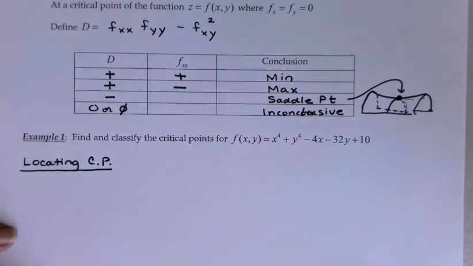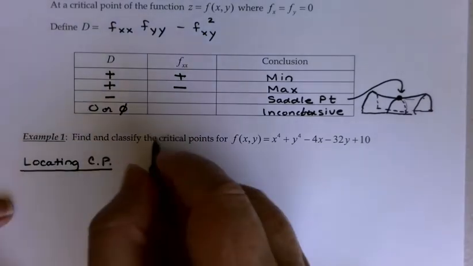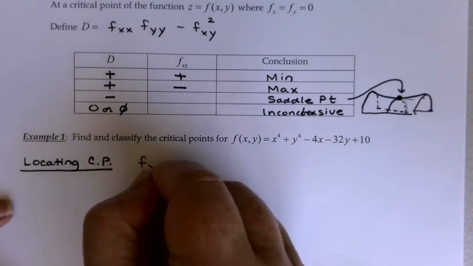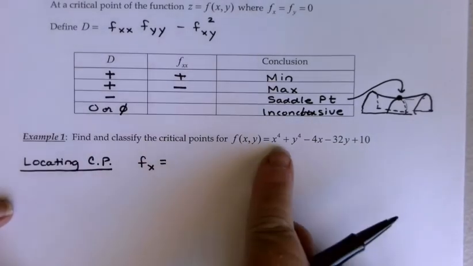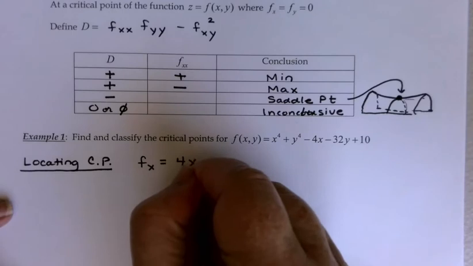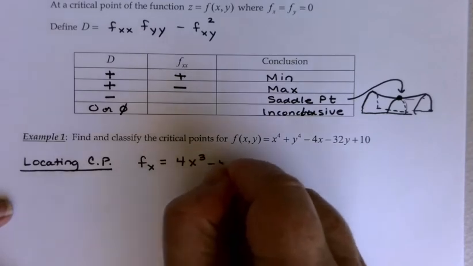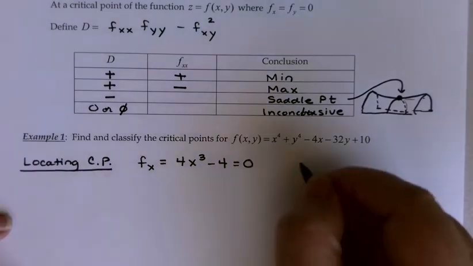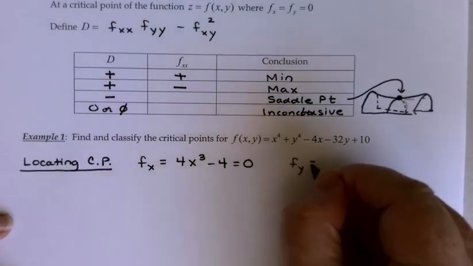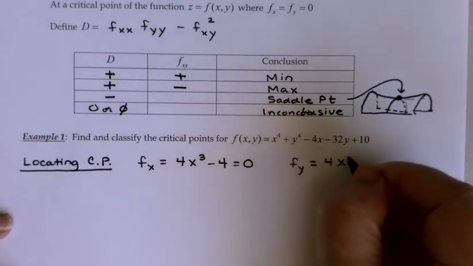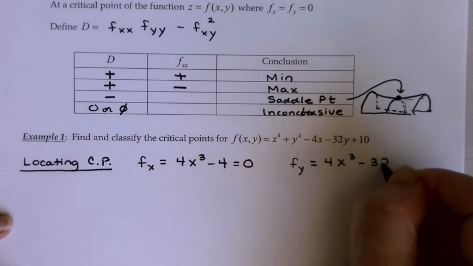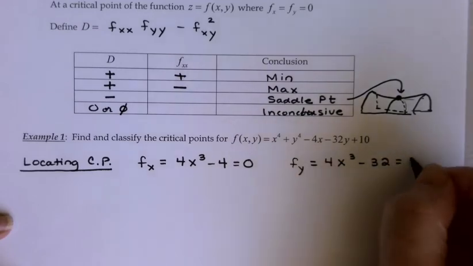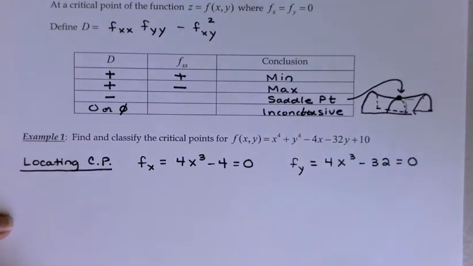This is the first derivative test. So f sub x would be 4x cubed minus 4. That has to equal 0. And f sub y, which is 4x cubed minus 32, also has to equal 0.